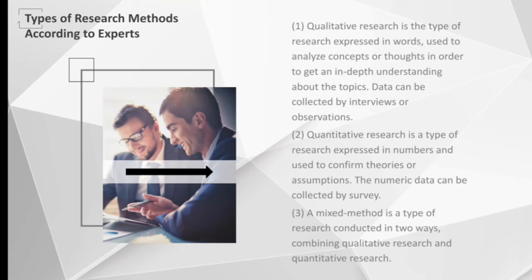The second, quantitative research. Quantitative research is a type of research expressed in numbers and used to confirm theories or assumptions. The numeric data can be collected by survey. The third, a mixed method. A mixed method is a type of research conducted in two ways, combining qualitative research and quantitative research.